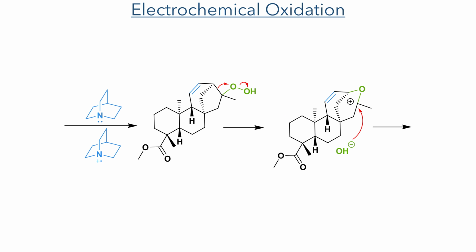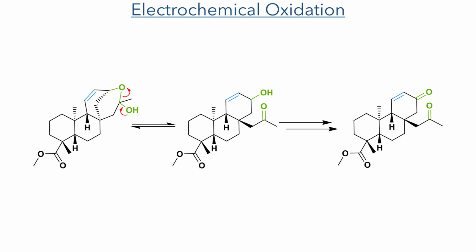This forms a peroxy radical intermediate, which is reduced by quinuclidine and then protonated. This intermediate can eliminate hydroxide, together with the migration of a carbon-carbon bond to form a carbon-oxygen bond. This hydroxide will then attack the cationic C16 position, forming a hemiacetal, which is in equilibrium with the allylic alcohol. It is this species that can be further oxidized to form an enone and generate the product.